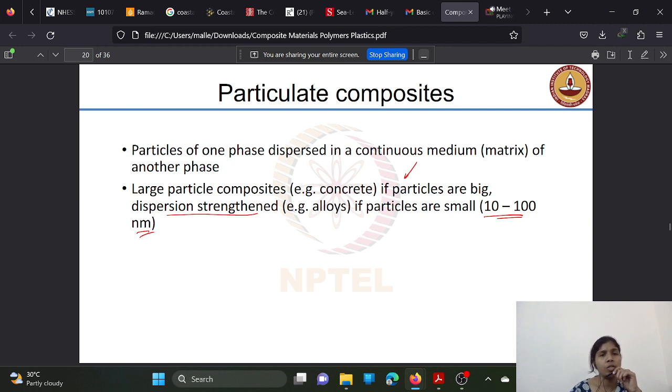Particulate composites are particles of one phase dispersed in a continuous medium of another phase. Those are particulate composites. Large particle composite, for example concrete: if the particles are big, for suppose the matrix is cement and the dispersed phase is aggregates, then it is a large particle composite. And for dispersion strengthened, take the case of alloys, a mixture of nickel and copper, where the particles are very small in size, from 10 to 100 nanometer. That's why it is a dispersion composite, and concrete is a particulate composite.